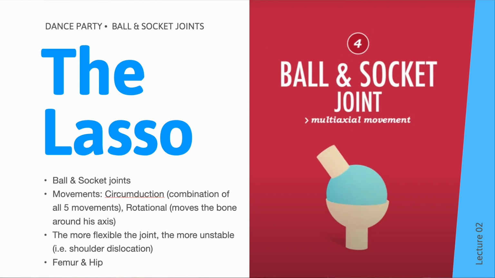Depends, of course, on your bone structure. Like in the hip, it has a bit less movement than in the shoulder, because the bone looks different. And what comes with it is that it is less stable, because we have more freedom of movement.